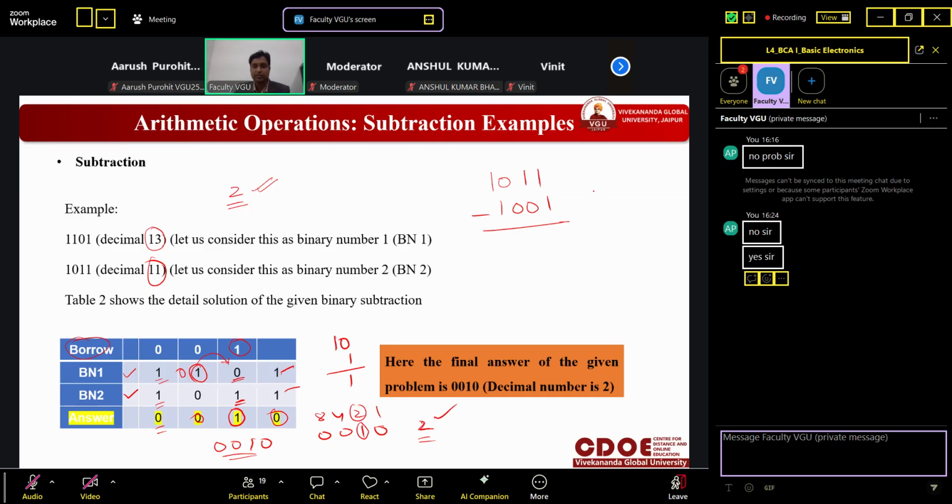Okay. So 1 minus 1 is 0. 1 minus 0 is 1. 0 minus 0 is 0. 1 minus 1 is 0. So this is 11: 8, 4, 2, 1. 8 plus 2 plus 1 is 11. And 1, 0, 0, 1 is 9. So it is 2, and this is also 2. Okay, so both are correct.